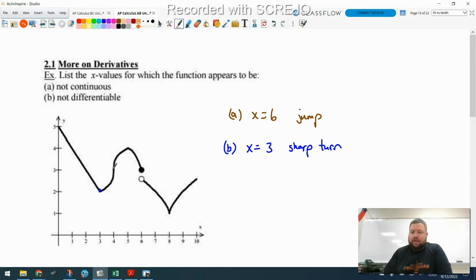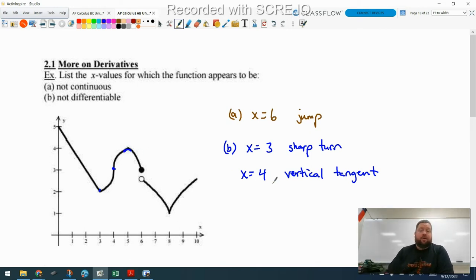All right, next one, I think right here, x equals 4. This one's kind of a hidden one. People miss this one. That is a vertical tangent. All right, a lot of people want to say this one, but I think it's just poorly drawn. This is supposed to be a smooth curve here, so that's not one.